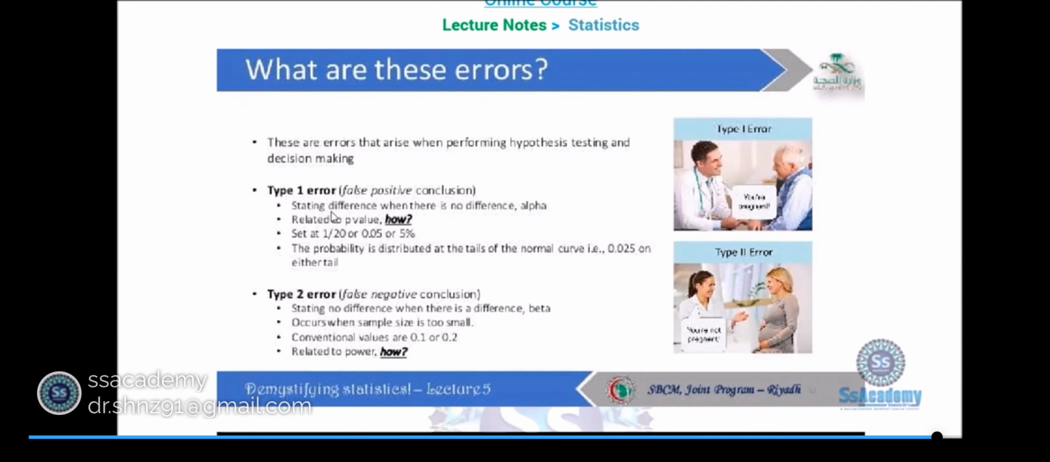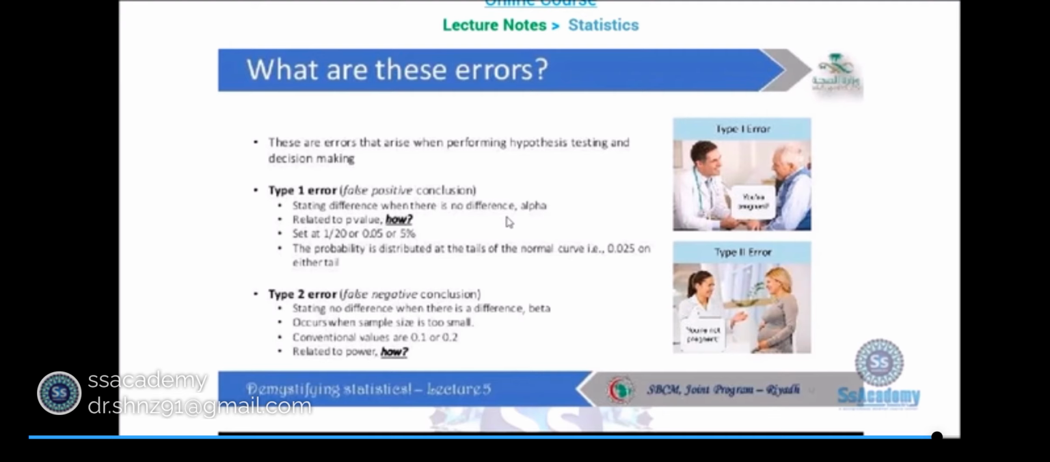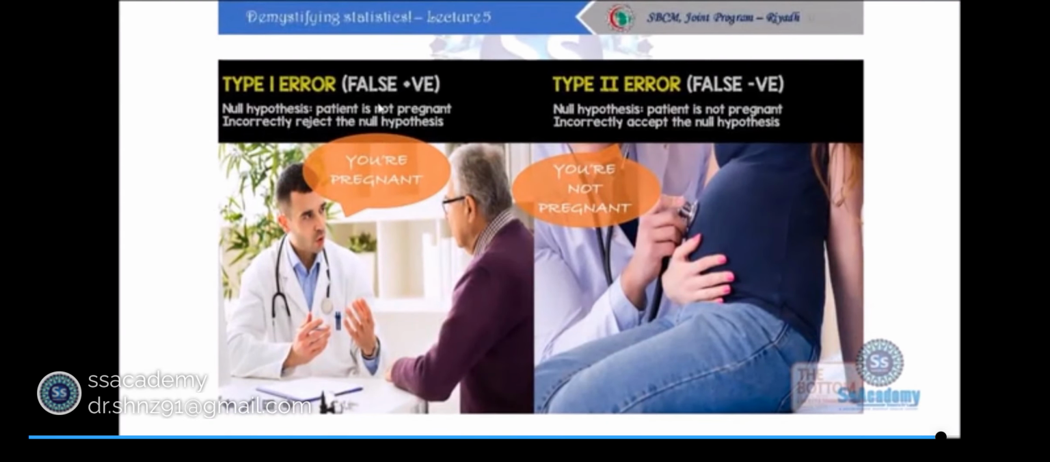A type 1 error is stating a difference when there is no difference, and is called alpha. The type 2 error is called beta. It is stating no difference when there is a difference, and occurs when the sample size is too small. The tails of the probability distribution are not needed here. So type 1 is the false positive, type 2 is the false negative. Type 1 is alpha, type 2 is beta.